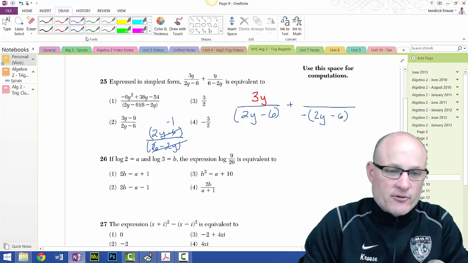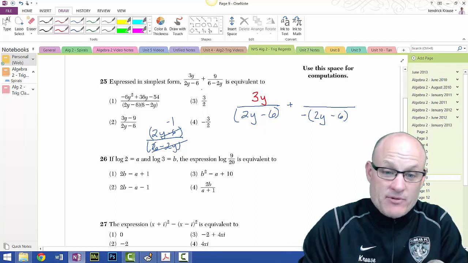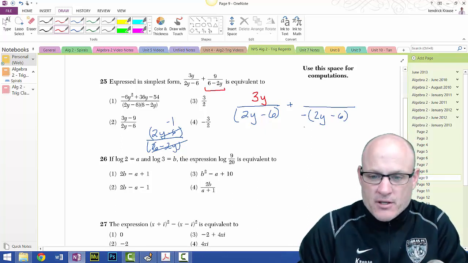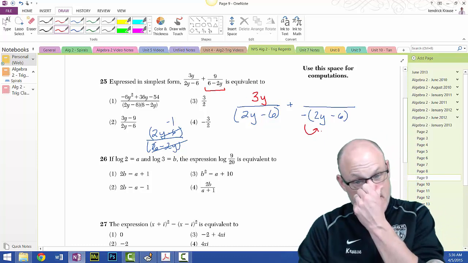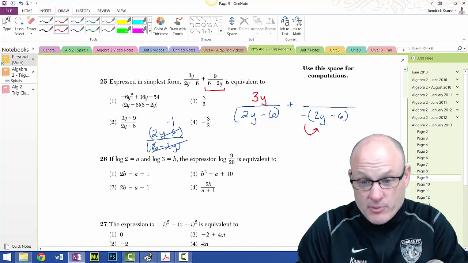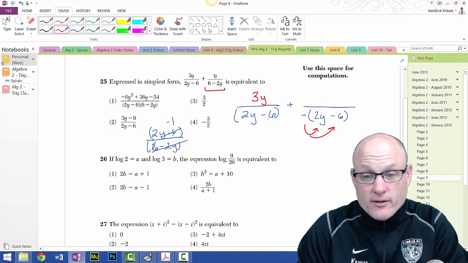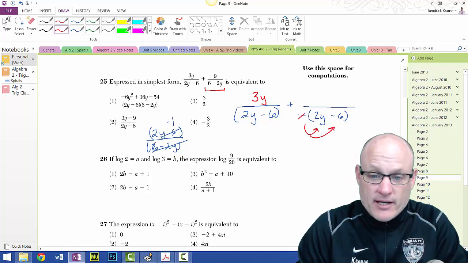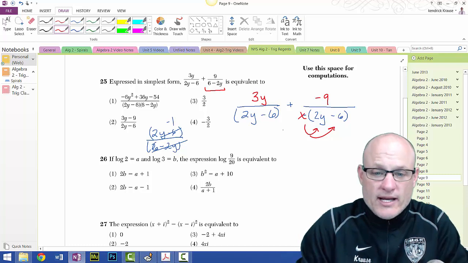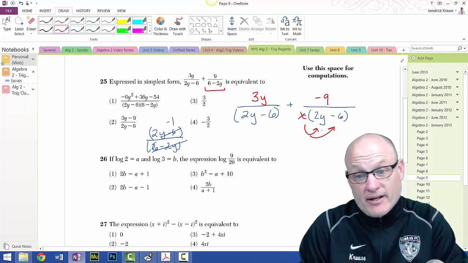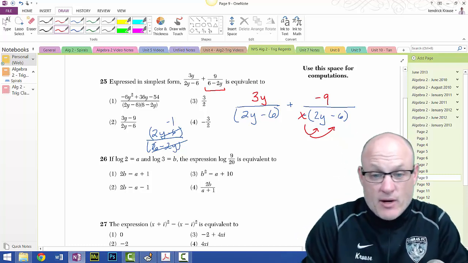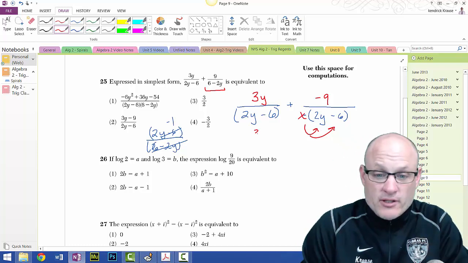Now let's think about that for a second. And then anytime you see something backwards, you can do this. Wouldn't this be negative 2y, which is what I have there? And wouldn't this be positive 6, which is what I have over there? So I'm not going to keep the negative down there. I'm going to throw it up here on the top. So what I end up with is now I have a common denominator. Get rid of the negative, I throw it in the top. Now I have a common denominator, so I have 3y minus 9 over 2y minus 6.